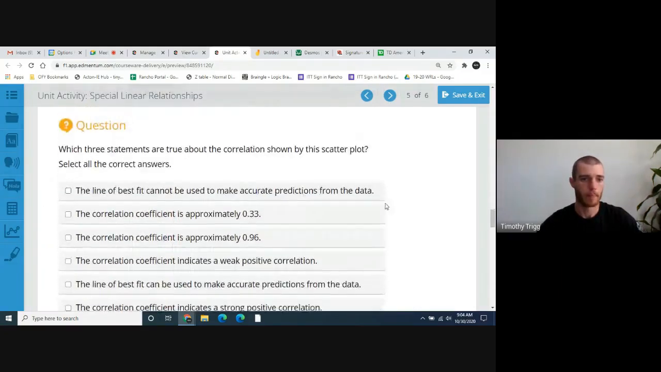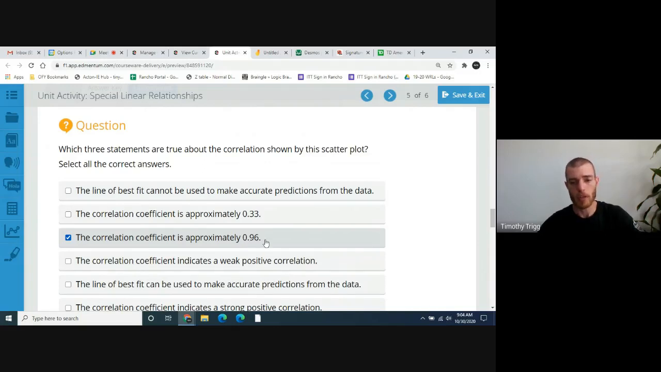Okay. Which 3 statements are true about the correlation shown in the scatter plot? Let's see, the line of best fit cannot be used to make accurate predictions. No, the line of best fit does make accurate predictions. The correlation coefficient is approximately 0.96. That's true. I'll explain what this means.